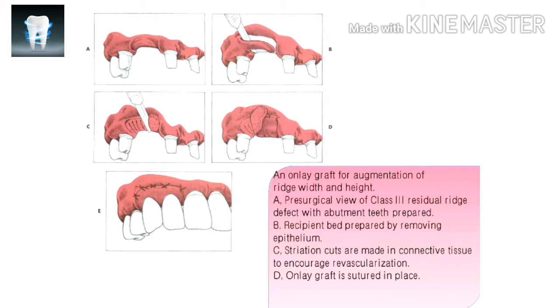Another method for ridge augmentation is onlay graft. In this, recipient bed is prepared by removing the epithelium. Then striation cuts are made in the connective tissue to encourage revascularization. After that, onlay graft will be sutured in place.